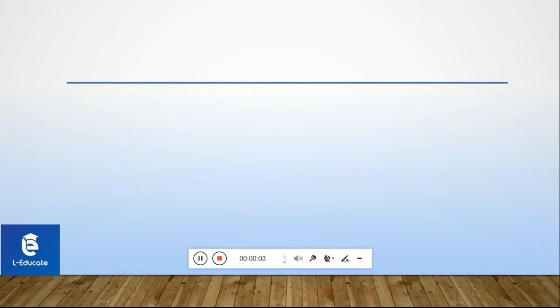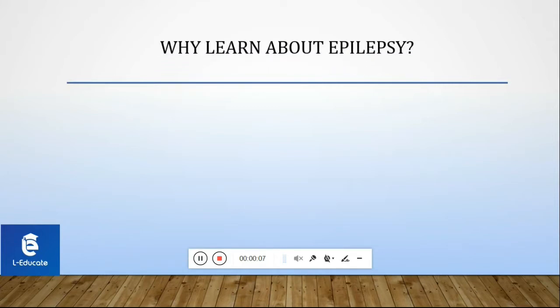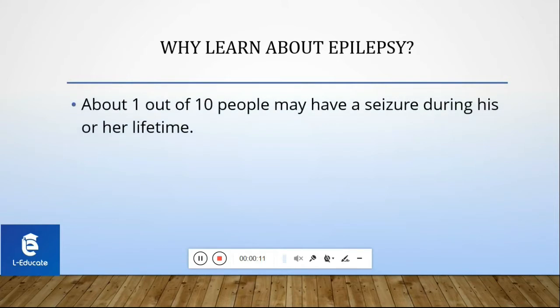Why then do we need to learn about seizure? Why do we need to learn about epilepsy? The fact is that 1 out of 10 people may have a seizure during his or her lifetime. 10% of people would have convulsion in their lifetime.